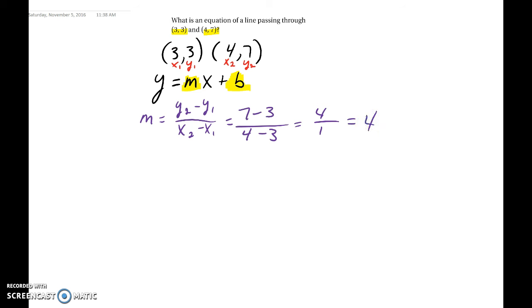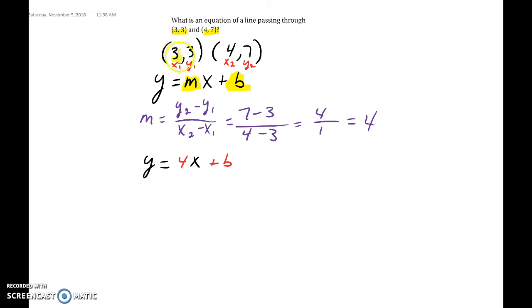So now our equation is y = 4x + b. I put the 4 and the b in red because that's what we need to solve for in order to have our equation. We need to solve for those values. Right now we have 3 unknowns: a y, an x, and a b. We don't know what any of those are.